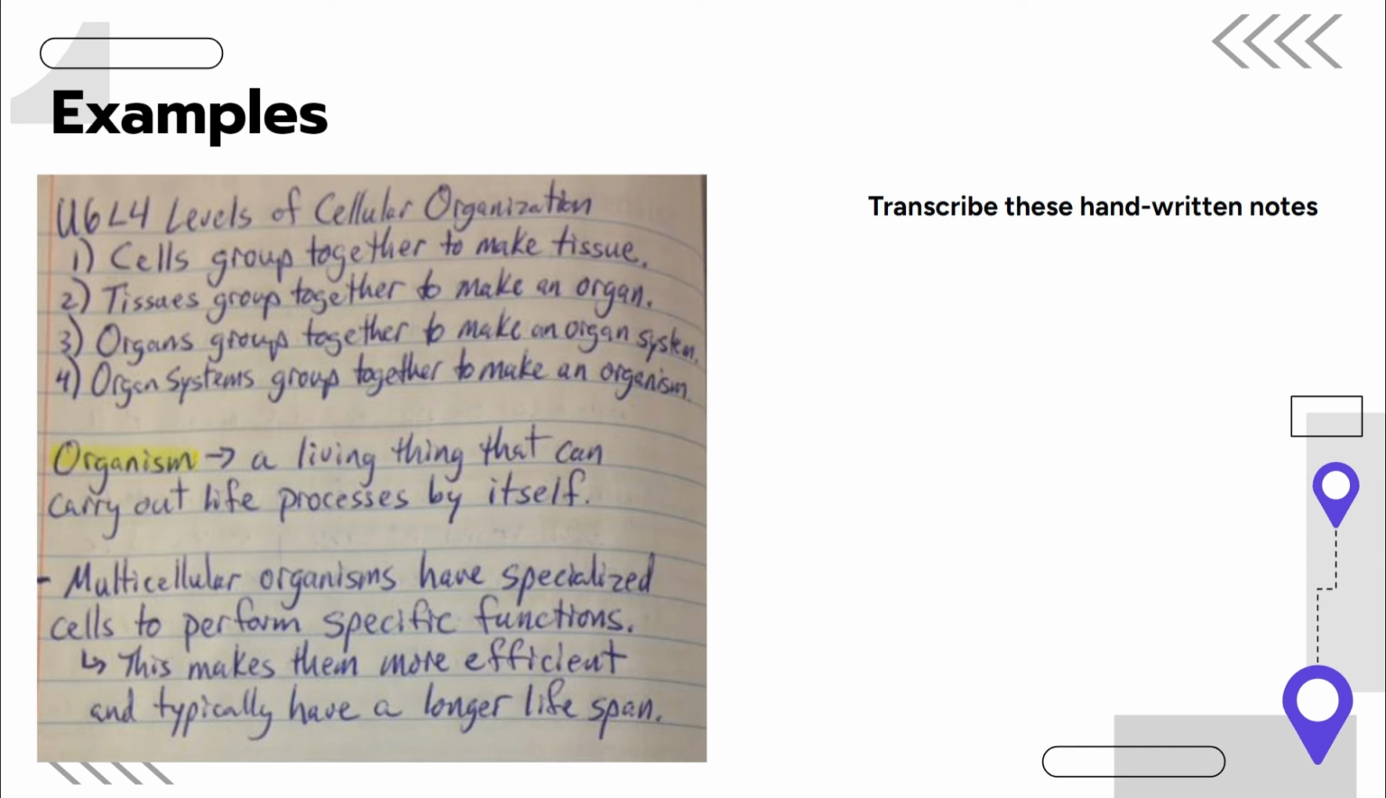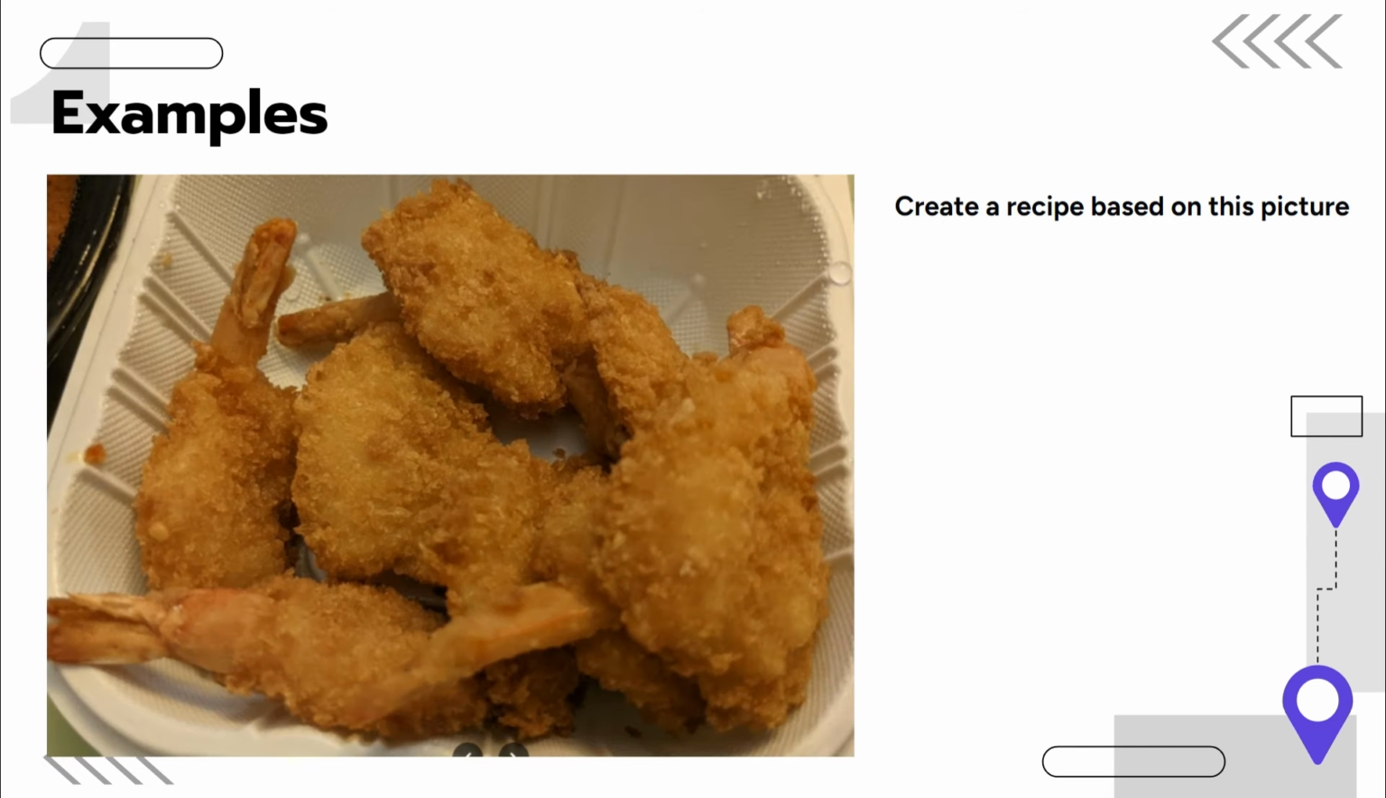A third one that's particularly interesting is uploading handwritten notes and then asking the large language model to transcribe these notes into text. And the last one here, as a motivating example, is to upload an image of some food and then ask the large language model to understand what the image is and then create a recipe based on this picture.